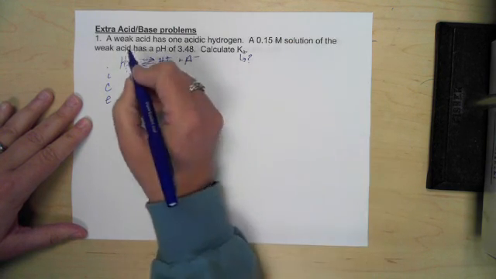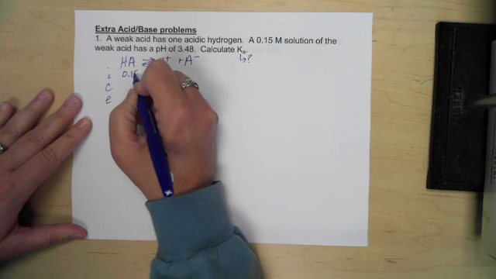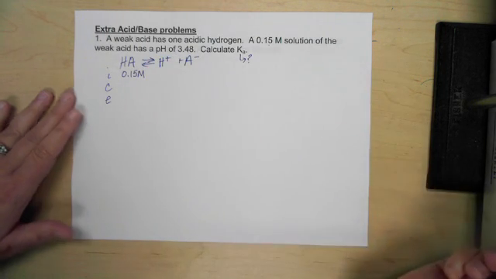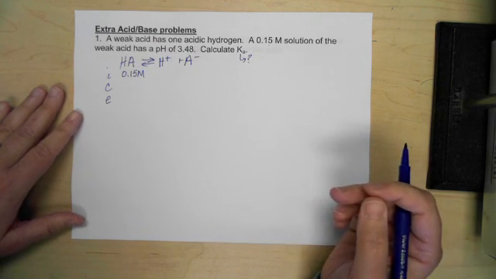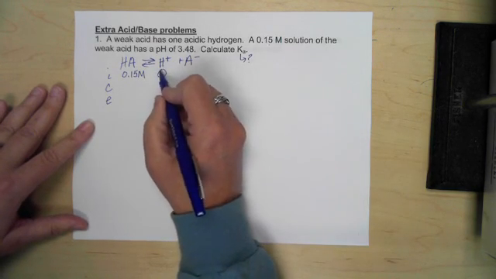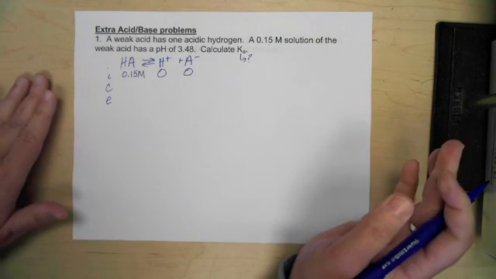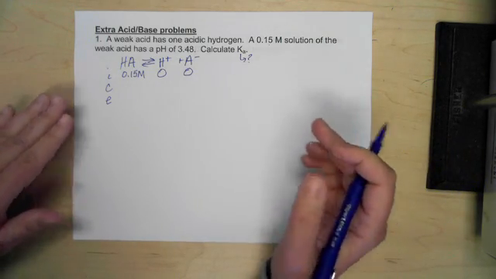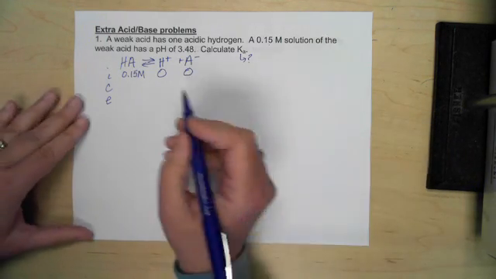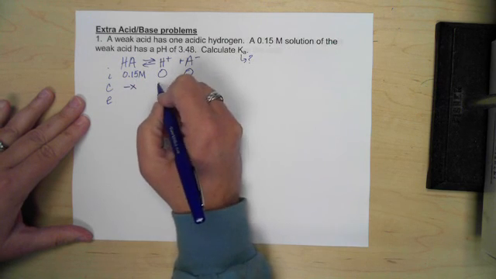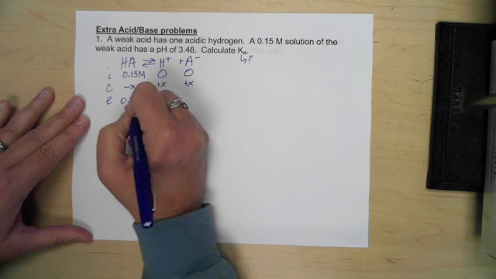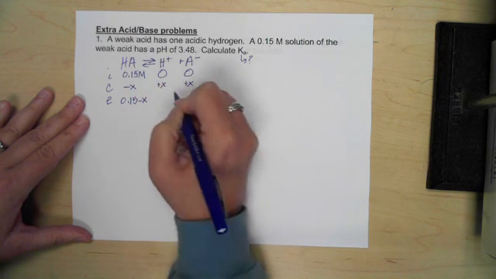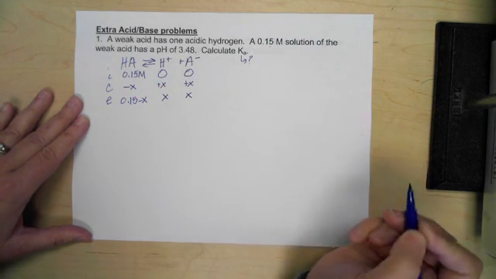We're given the initial concentration, so we know we have this much of our weak acid. We must have it in molarity, so we pretend that nothing has dissociated at first. So initially it's 0.150 and 0. We're going to lose X, and gain X here. So our final equilibrium is 0.15 minus X, and X.